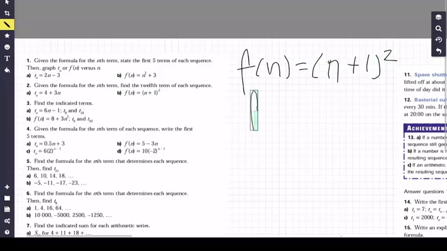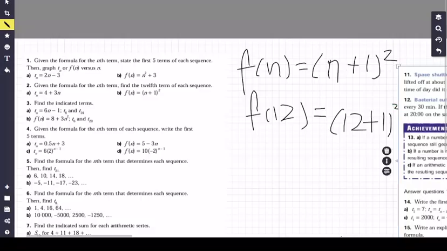Right, so f of 12 is going to equal 12 plus 1 squared, and 13 squared is 169. Right? Simple.